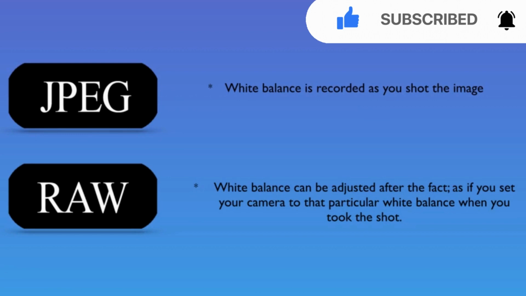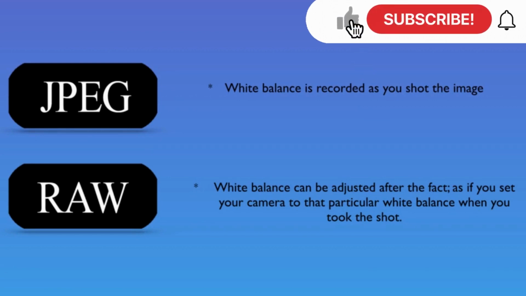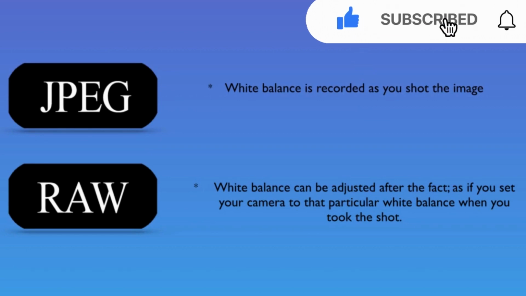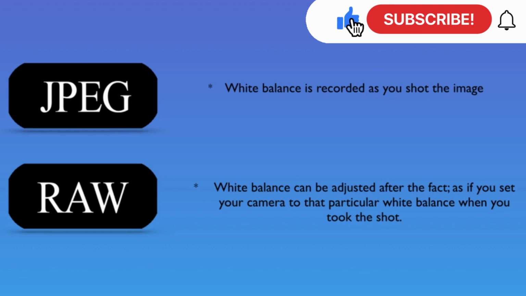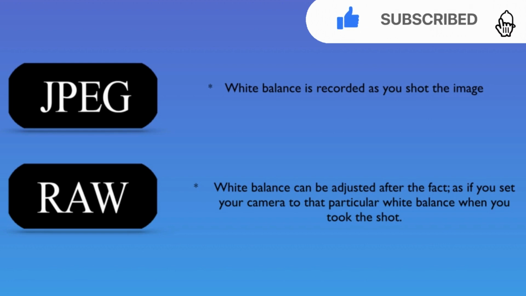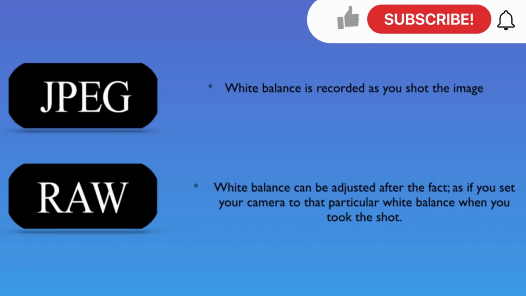White balance is recorded as you shot the image with a JPEG. However, with RAW, white balance can be adjusted after the fact, as if you'd set your camera to that particular white balance when you took the shot. You can adjust your white balance with a JPEG as well, but it's just not going to be as perfect as it would be if it was a RAW file.